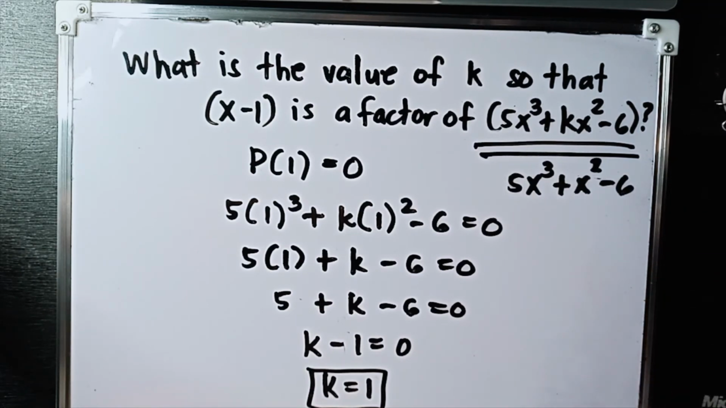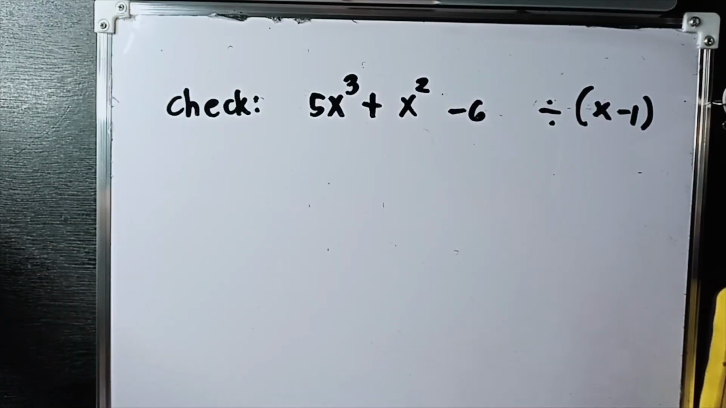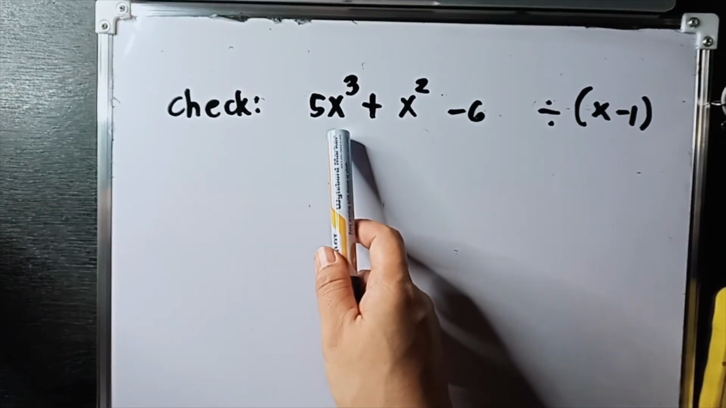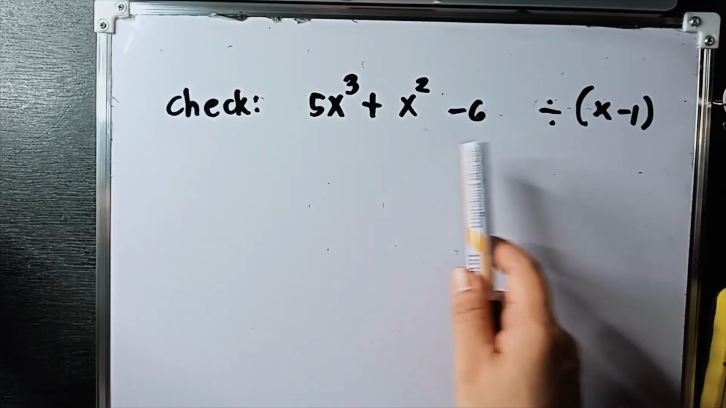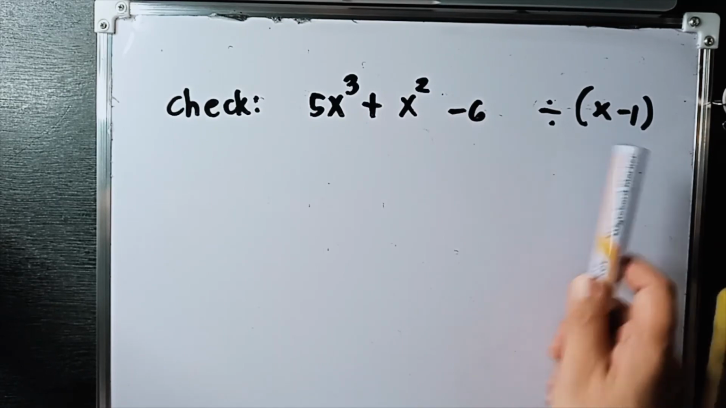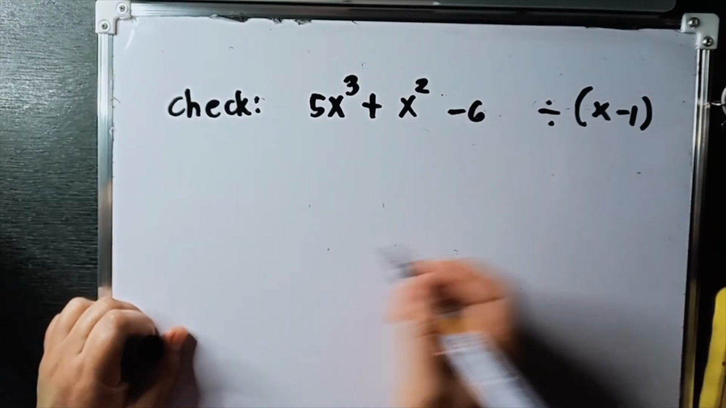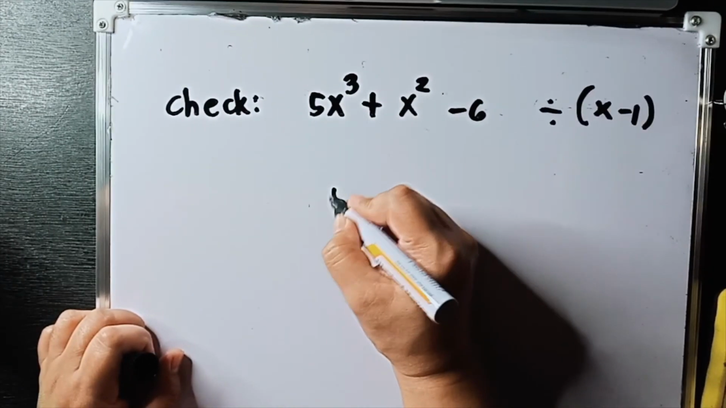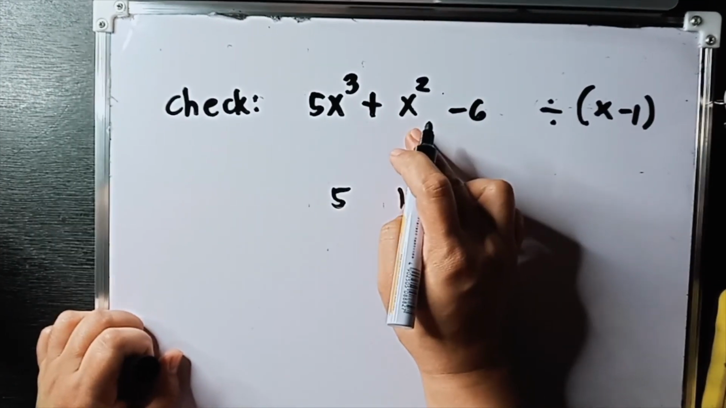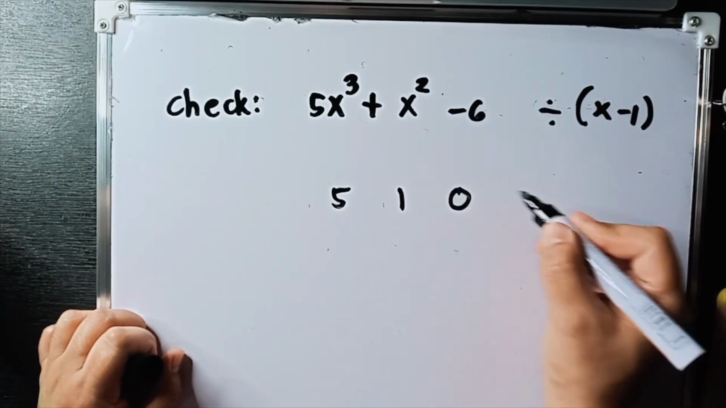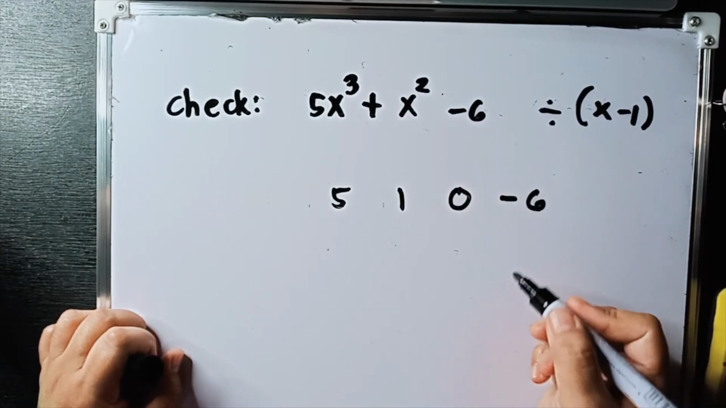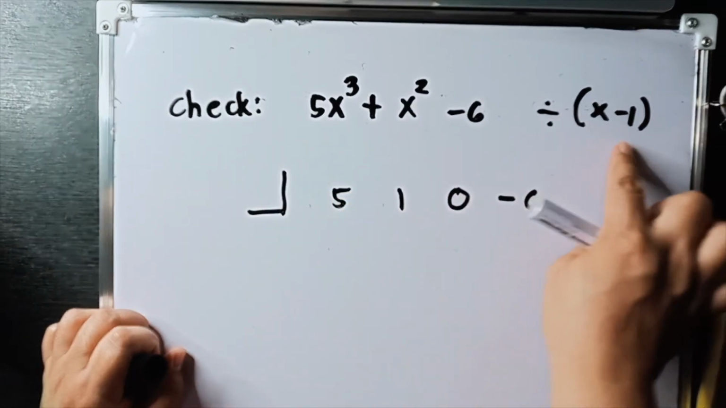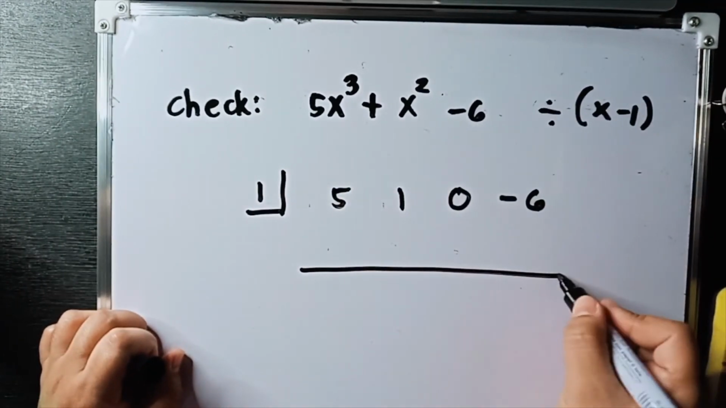Now let us check. To check whether our answer is correct or not, we will be using synthetic division to divide 5x cubed plus x squared minus 6 by x minus 1. So how do we do that? First, we need to complete the coefficients. Here we have 5, 1. Since we don't have a linear term, we have 0 for the linear term, minus 6 or negative 6. And then we're going to place positive 1 on the upper left here.